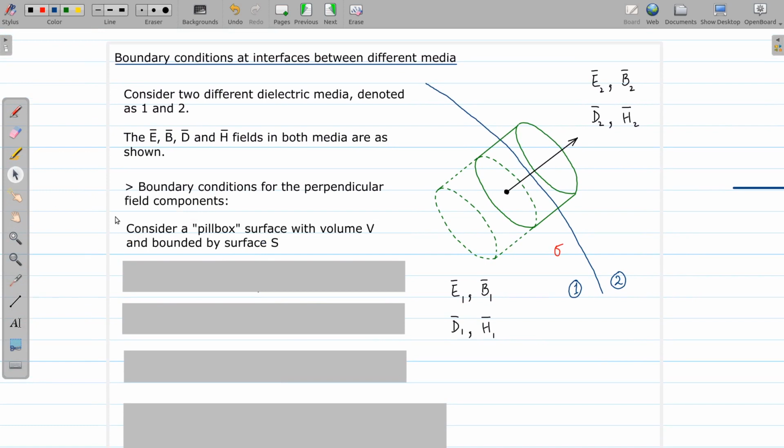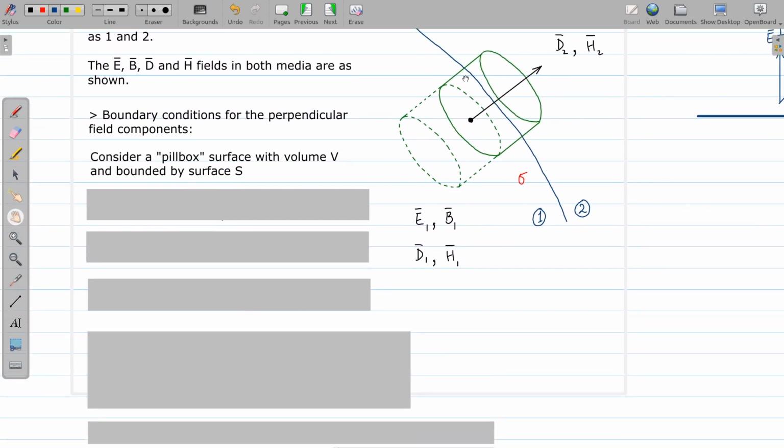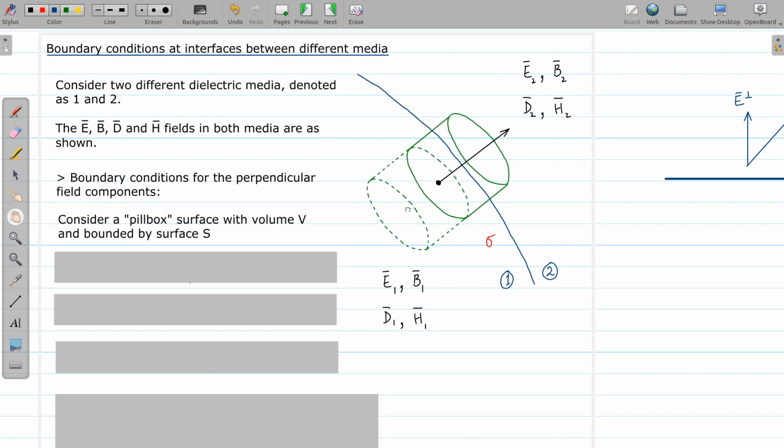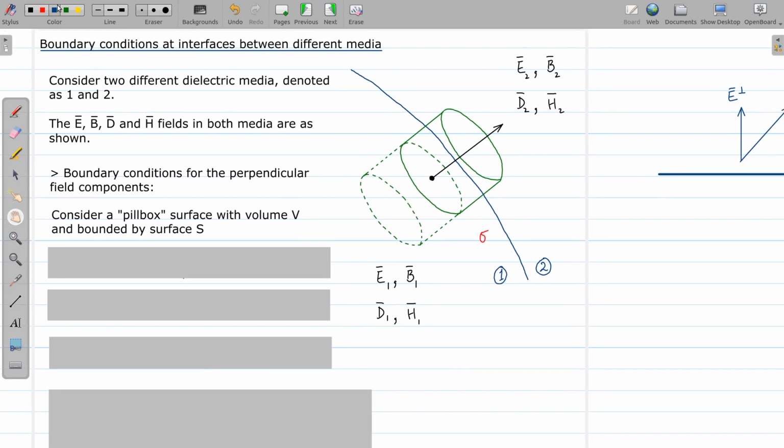For this purpose, we consider a pillbox surface. This kind of surface that we see over here is a pillbox surface because it resembles the boxes where people used to store medical pills in the olden days. It's basically a cylindrical surface. So we have a pillbox surface whose volume is V.